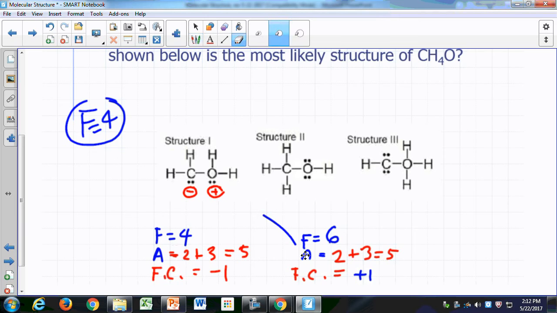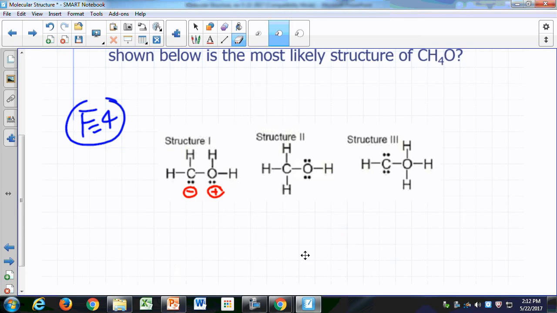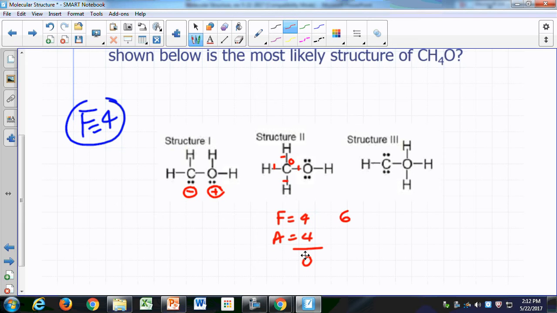Now let's take a look at the other ones here. Carbon here would have 0. So by itself, carbon would have 4. It appears to own 4. Why? Because you have 1, 2, 3, 4 pairs around it. No lone pair, so 4 minus 4 is 0. The oxygen over here, a free oxygen atom would have 6. And it appears to own 4 from the lone pairs, and then half of these 2 bonds, so plus 2, would be 6. So the formal charge of oxygen is also 0. So here's a situation where all your formal charges are 0.